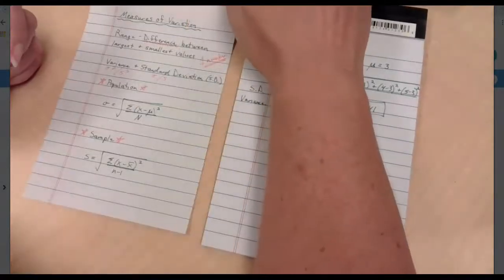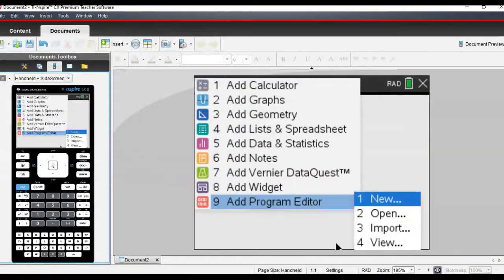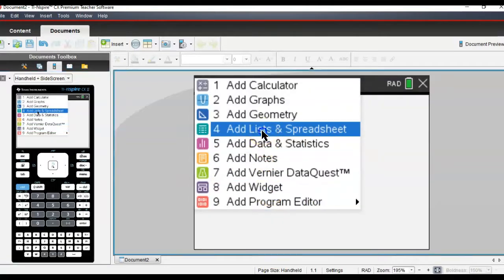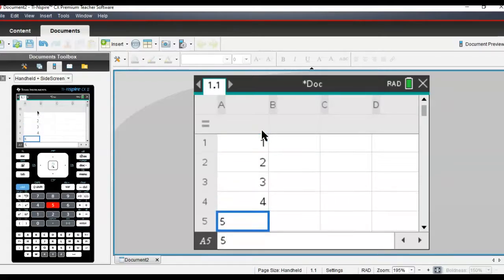Switching screens for a moment here, I want to go to this one. There we go. Alright, so I have opened up a new document and I would like to go to lists and spreadsheets because I would like to be able to tell the calculator what lovely numbers I have. And I have a 1 in my data set, and I have a 2, and a 3, and a 4, and a 5. Make sure you hit enter that last time, or down arrow, because you don't want your highlighted box stuck on that 5.